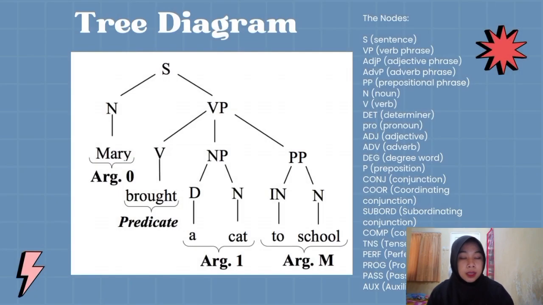And the last explanation is about tree diagrams. A tree diagram of syntax is a visual representation that illustrates the hierarchical structures of a sentence. It breaks down a sentence into its constituent parts, revealing the relationships and dependencies between words, phrases, and clauses, with branches representing different syntactic elements and their connections.